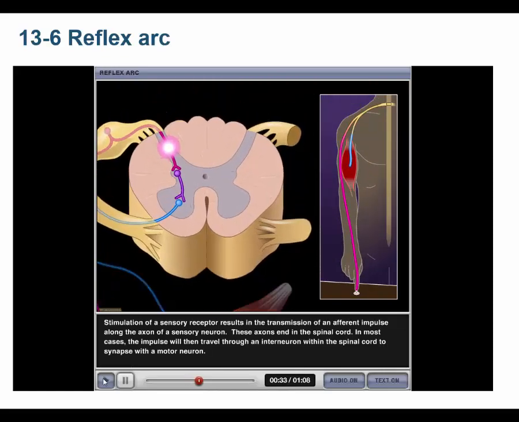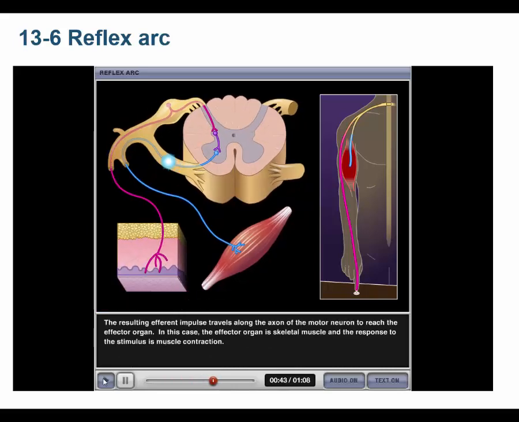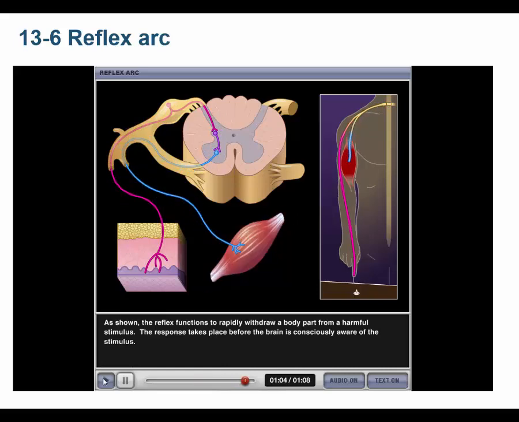In most cases, the impulse will then travel through an interneuron within the spinal cord to synapse with a motor neuron. The resulting efferent impulse travels along the axon of the motor neuron to reach the effector organ. In this case, the effector organ is skeletal muscle, and the response to the stimulus is muscle contraction. As shown, the reflex functions to rapidly withdraw a body part from a harmful stimulus. The response takes place before the brain is consciously aware of the stimulus.